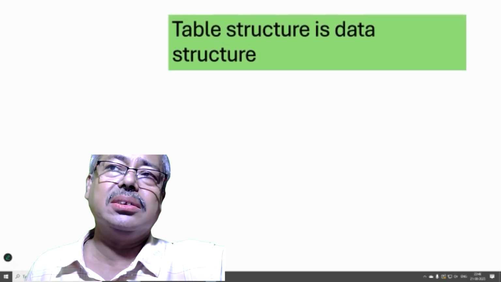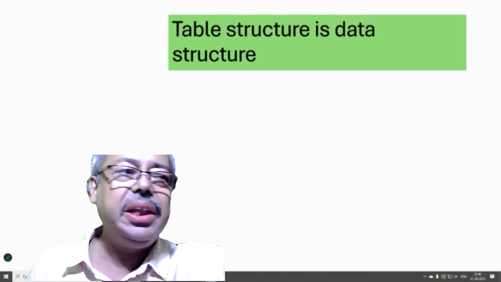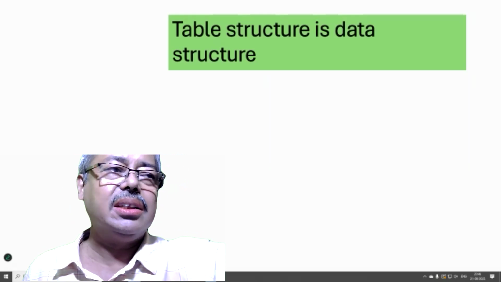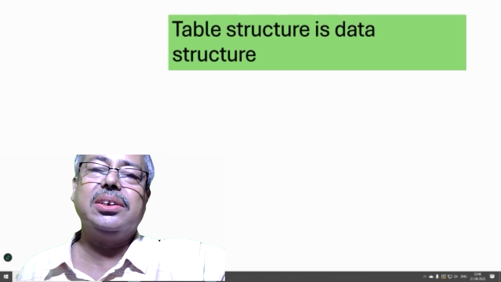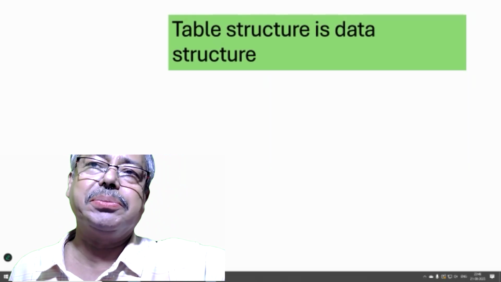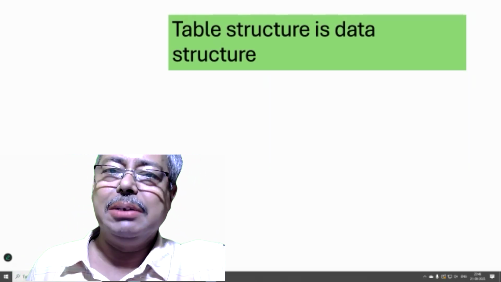Data structure. Table structure is a data structure. Link is a data structure. And also another data structure is there. List is a data structure. And another data structure is the table data structure. Table data structures are related to the relational database management system, RDBMS.